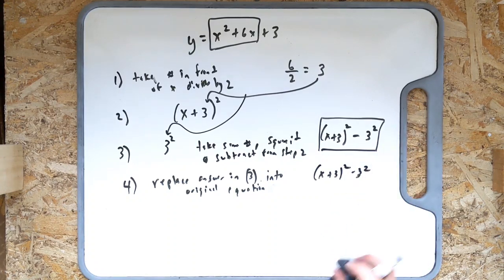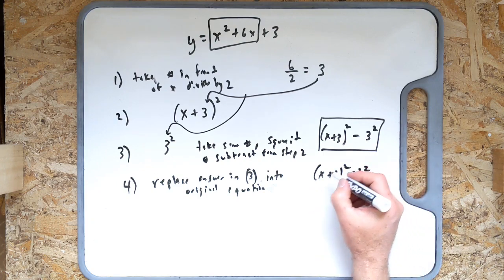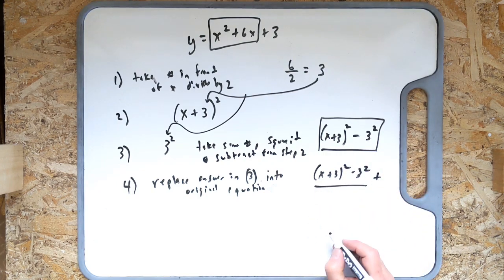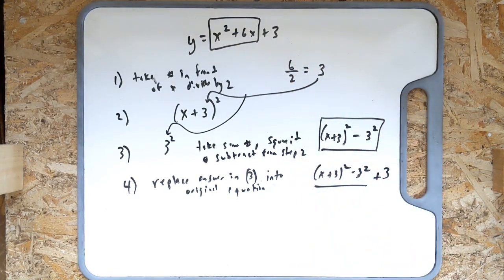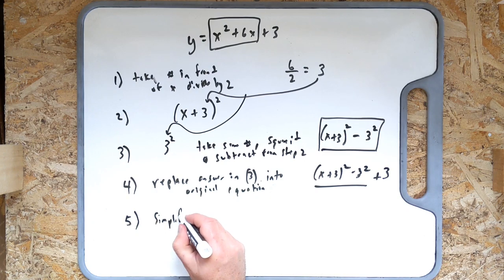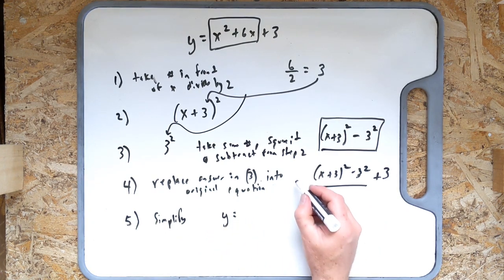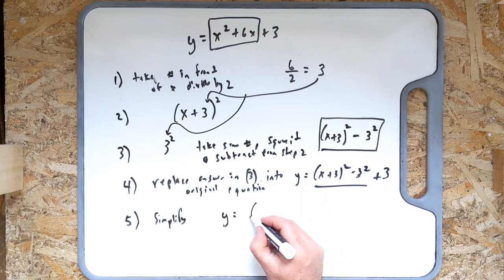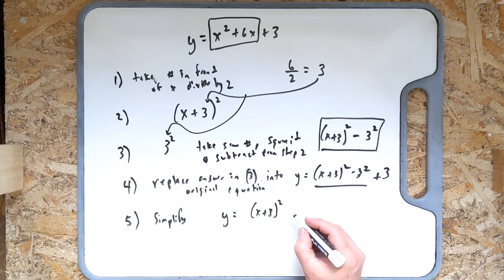This is just squaring it. There we go. And then we have to add, this is what I replaced up there. And then I add the 3 that already existed there. And then finally, simplify. So I simplify this down and I get y equals x plus 3 squared minus 9 plus 3, or minus 6. And there's my final answer.